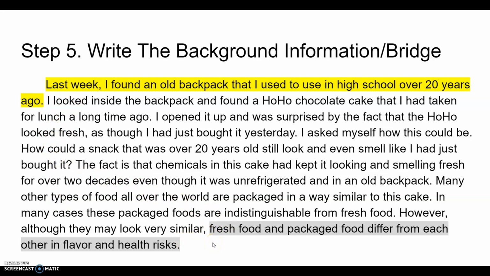You'll notice that some of the information that is in this introduction paragraph is from my free write. For example, I talked about chemicals, I talked about snacks, I talked about a specific snack here, ho-ho, but the idea of the snack came from my free write brainstorm.